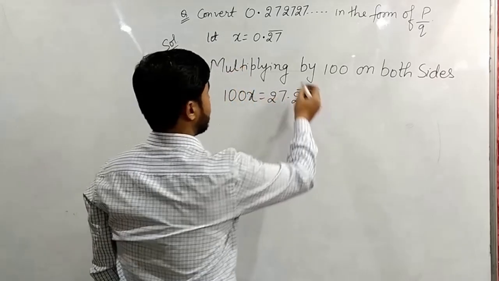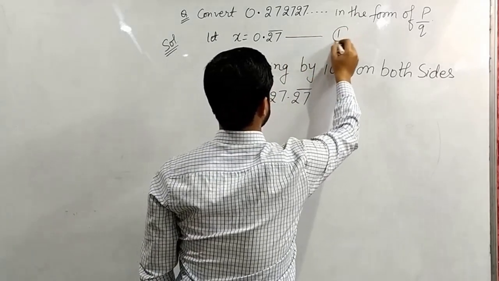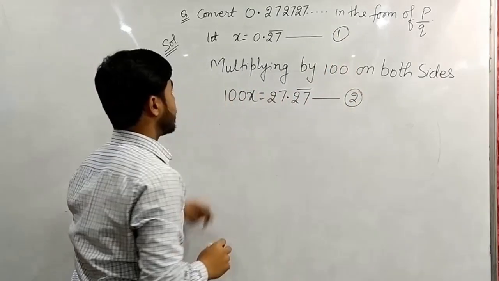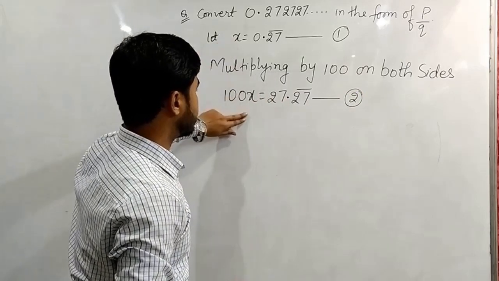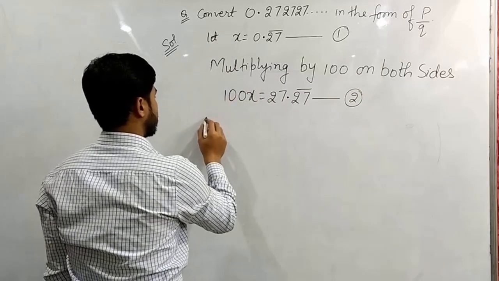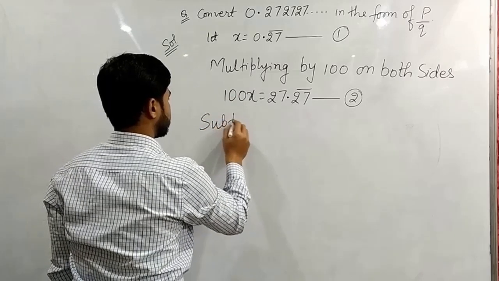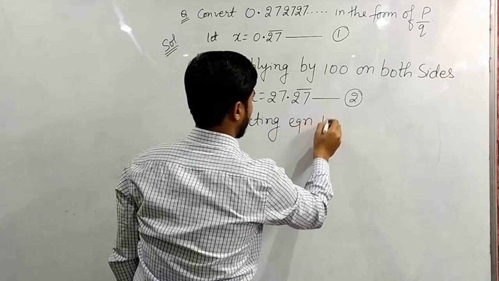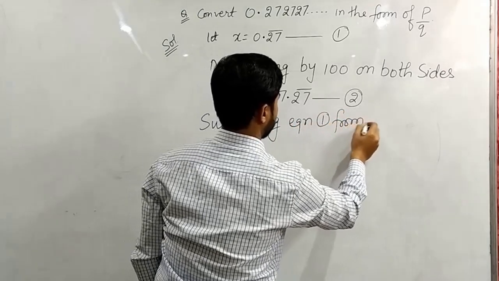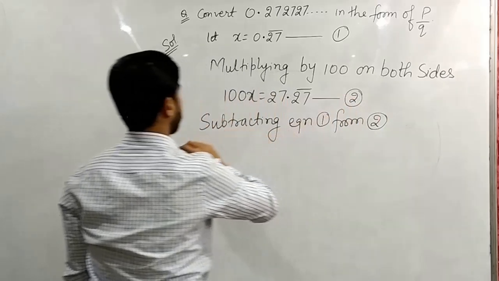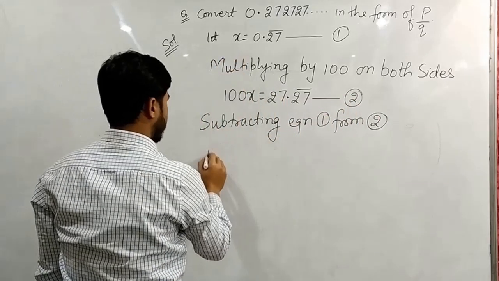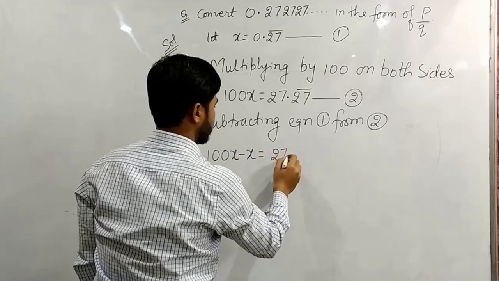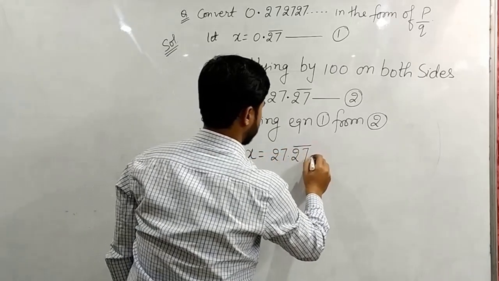Now, as we did in the previous question, this is equation 1 and this is equation 2. Now we'll subtract equation 1 from equation 2 in order to solve the question. So subtracting equation 1 from 2 again, 100x minus x is equal to 27.27 repeating minus 0.27 repeating.